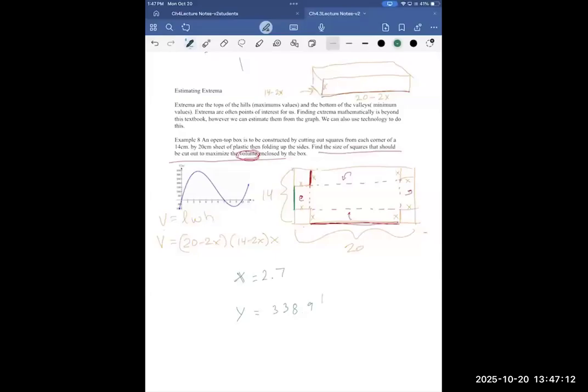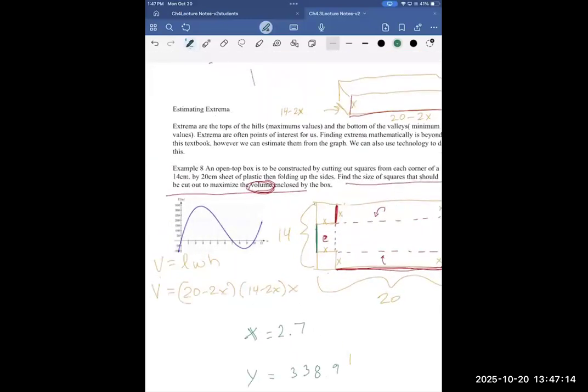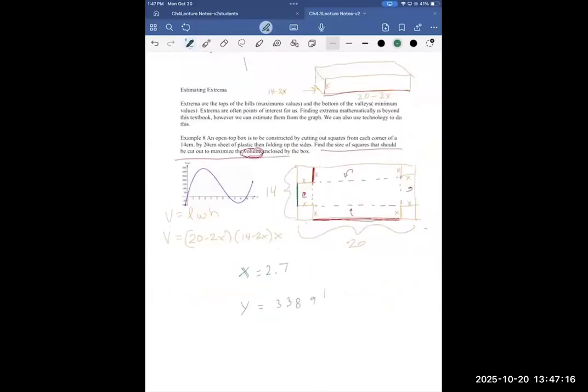Okay, so extrema are the tops. So we want to estimate extrema. I want you to notice that when we were dealing with quadratics, we were able to find the maximum height, like right here. We were able to find our maximum value, that top of the hill. Unfortunately, there's no good equation for polynomials to find that, which is really easy with quadratics.